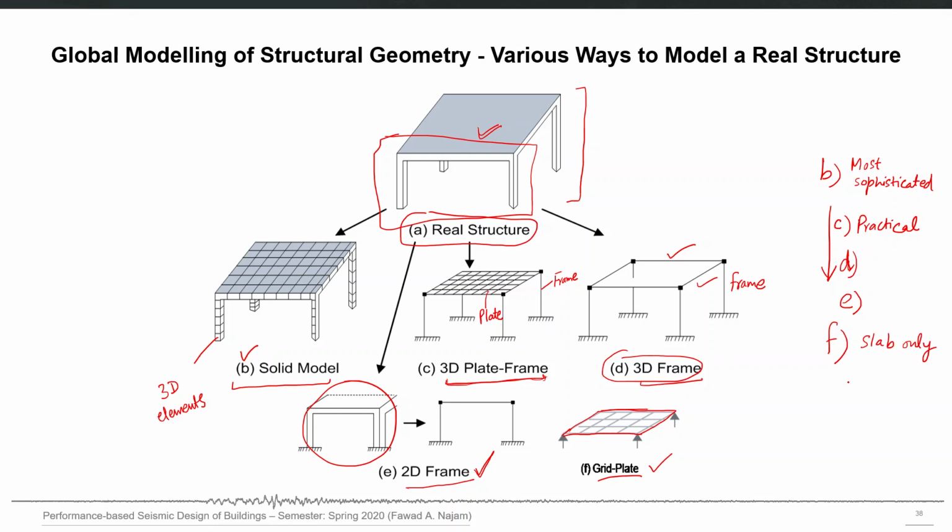So this example shows you that there can be different levels of modeling depending upon what behavior you are looking for or what kind of response you are mostly interested in. Starting from the most sophisticated model, which can be a three-dimensional model, up to a simplified two-dimensional model in a vertical plane or in a horizontal plane, for example.